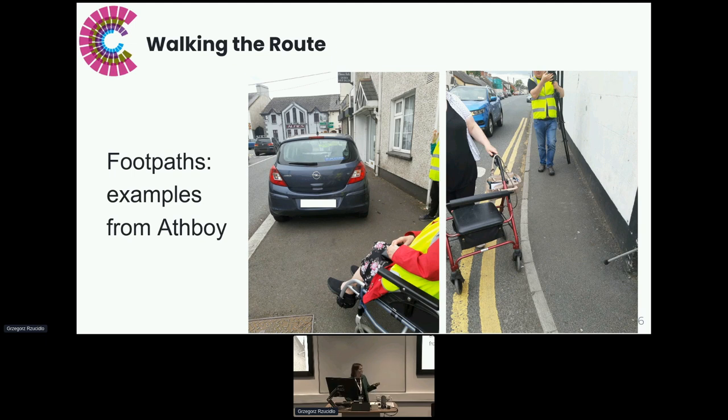So that's just to give an example that it's not just design issues that come up in the audits. It's things like driver behaviour, maintenance, dog dirt, badly maintained hedges that can be a hazard for people.